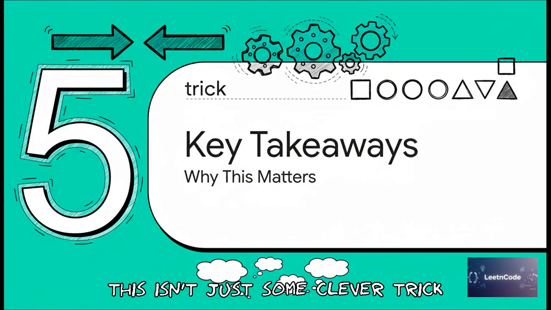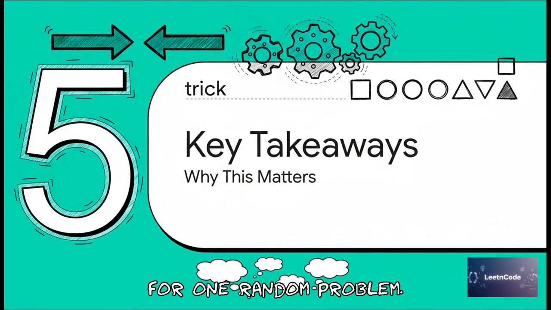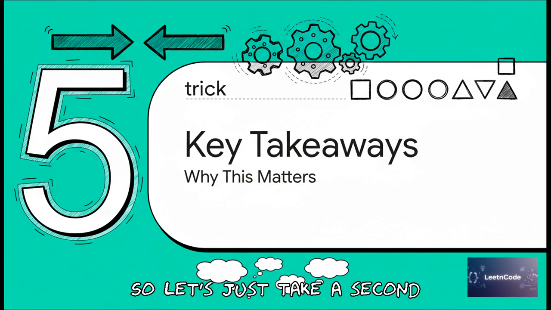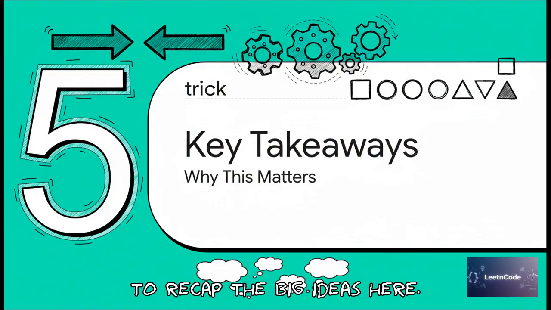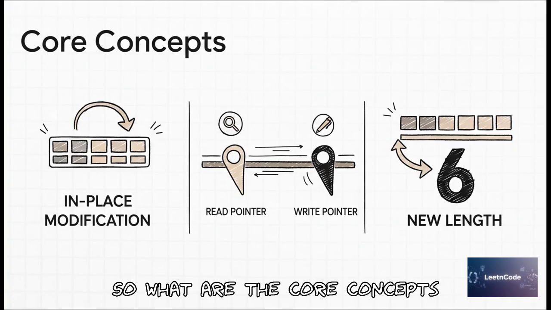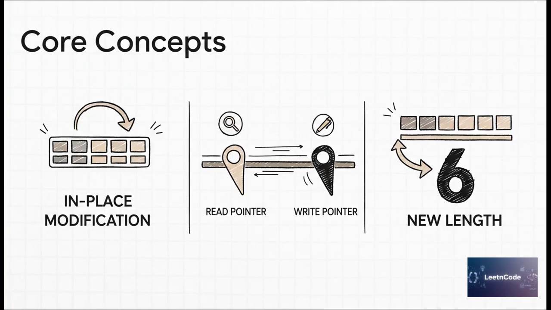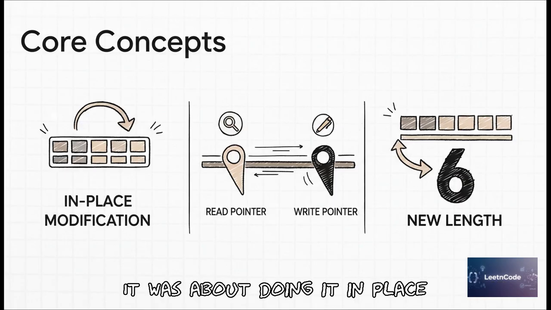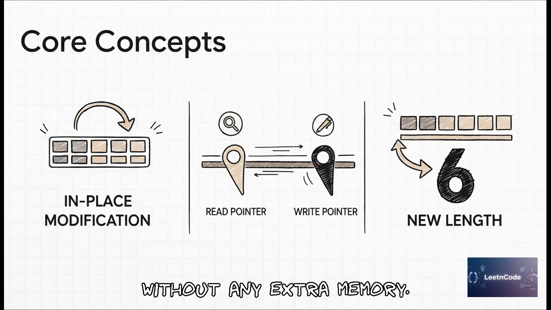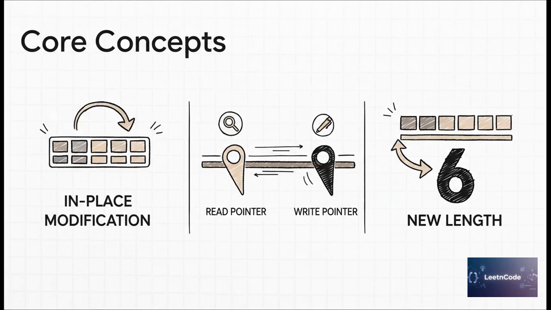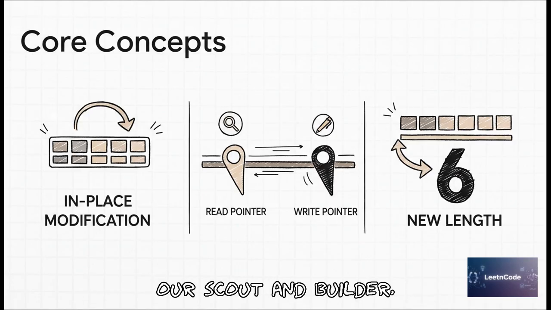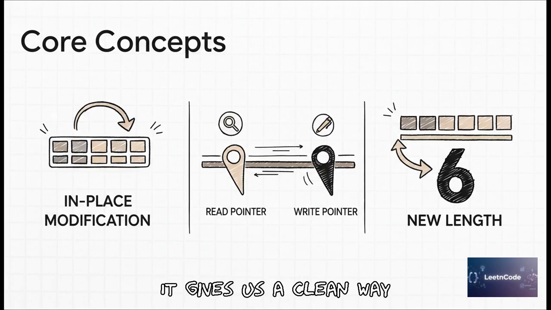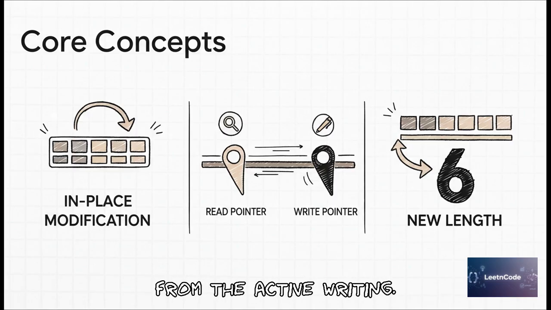Look, this isn't just some clever trick for one random problem. The pattern we just saw is incredibly useful. So let's just take a second to recap the big ideas here. What are the core concepts you should really take away from this? First, the real challenge was never just about compressing the string. It was about doing it in place without any extra memory. Second, that 2-pointer technique, our scout and builder, is the perfect solution for this kind of problem. It gives us a clean way to separate the active reading from the active writing.